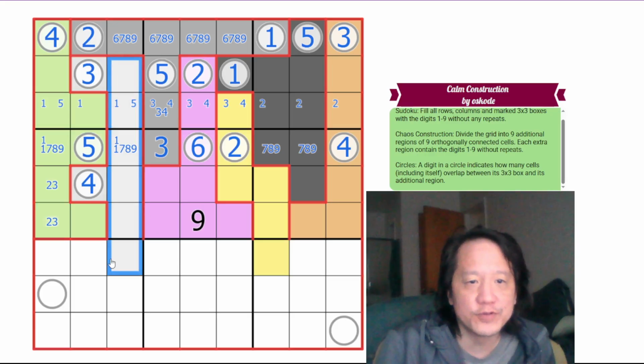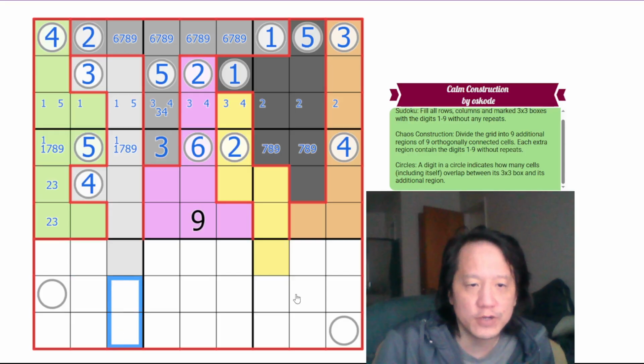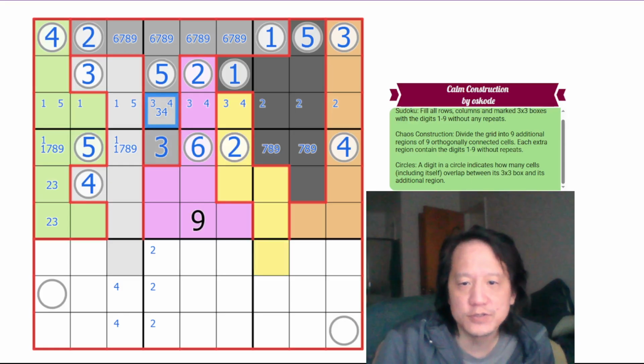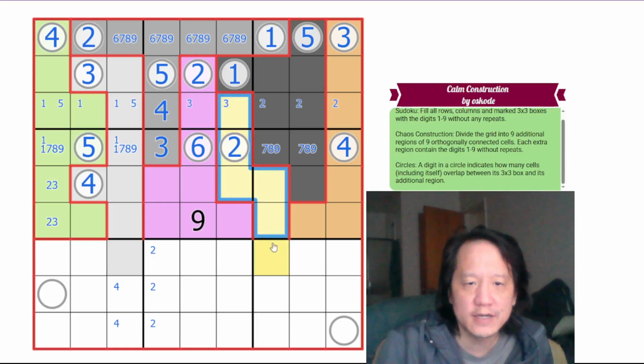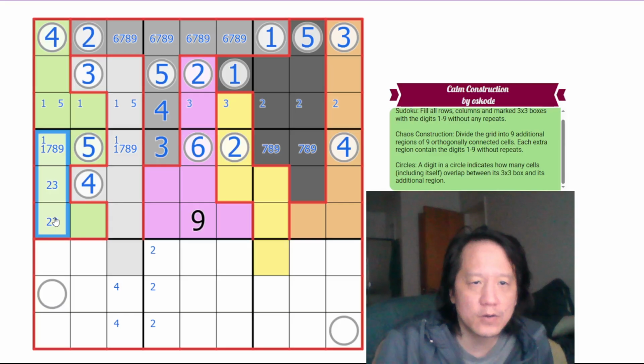We need a 2 for the light region. It could be any of these. We have 4 already. So 4 cannot be here because that's in the light region. So 4 in column 3 has to be one of those 2. We need a 2 in one of those 3 in column 4. This is 3, so this must be 4, which eliminates 4 in the rest of these regions. Yellow needs access to a 1. Okay. This becomes a 2-3 pair.